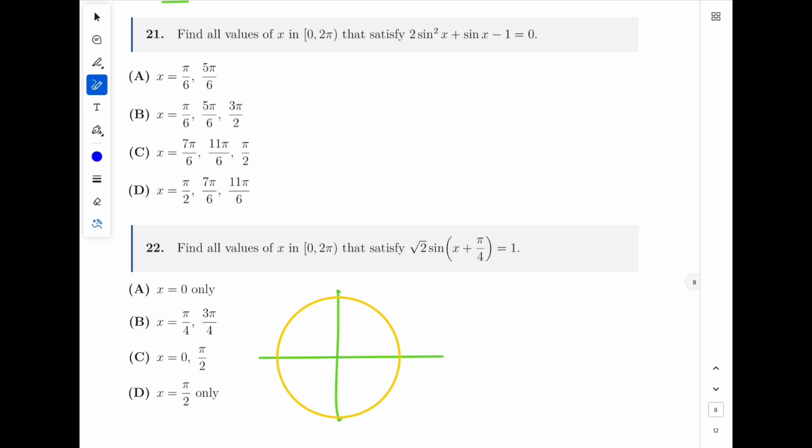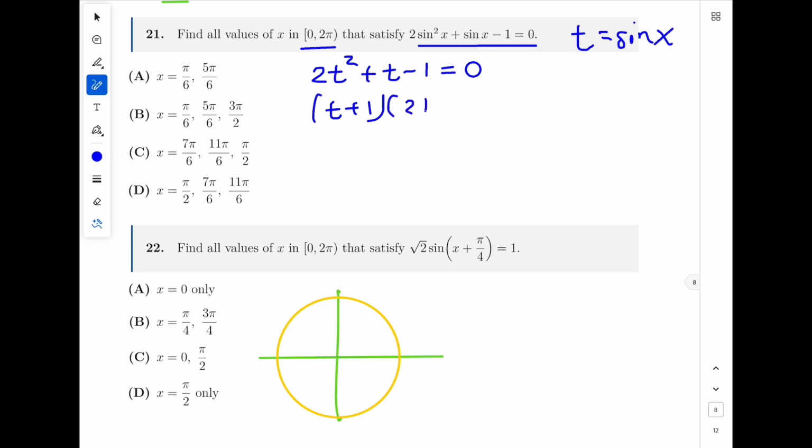Question number 21, find all values of x in this interval that satisfy this expression. Now the non-trivial part is realizing that this is a quadratic equation. So you can start by letting t equal sine x. So we have 2t squared plus t minus 1 equals 0, and then you can use the quadratic formula, or you can simply factor, and you'll realize that it is (t plus 1)(2t minus 1) equals 0. And then you put sine x back in, so this is (sine x plus 1)(2 sine x minus 1) equals 0.